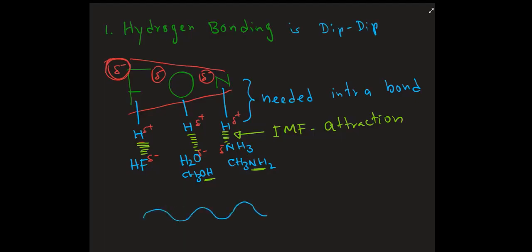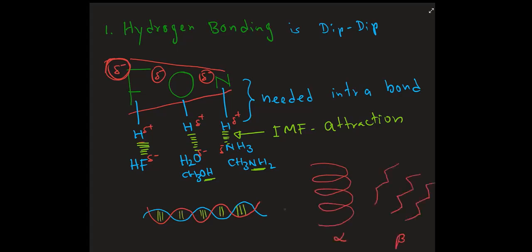I call them VIP dipoles because you see here a double helical DNA. This is called the alpha helix, and the other one is called the beta sheets in the secondary protein structures. And they all have hydrogen bonding. That's why it's actually important.